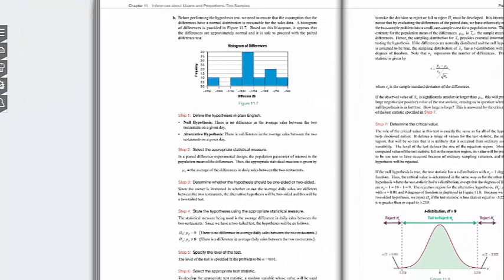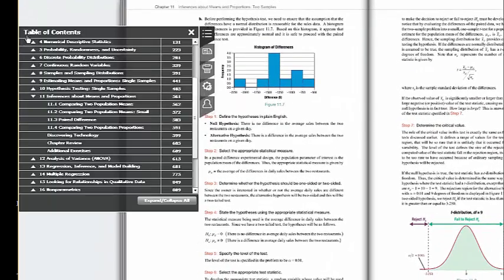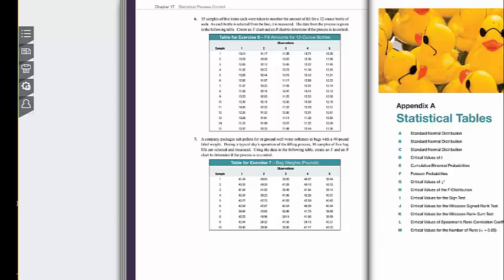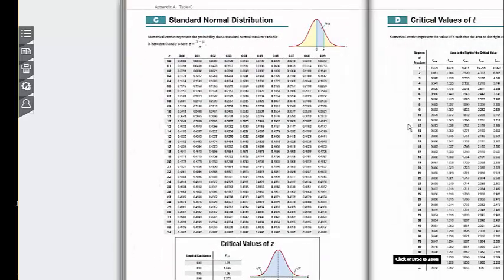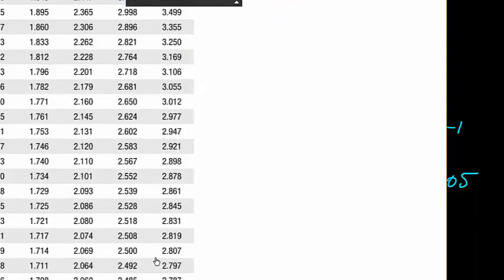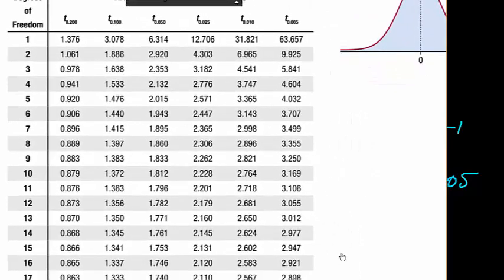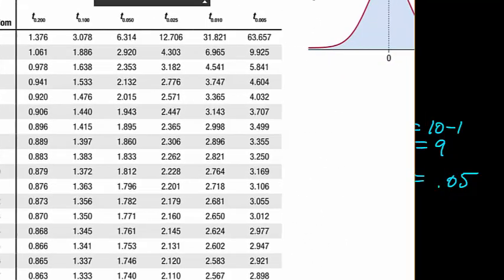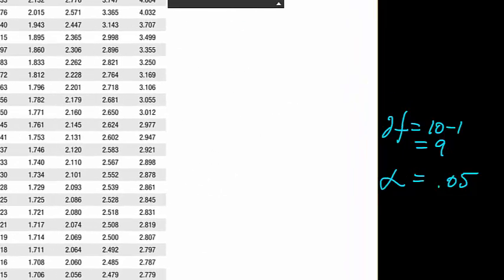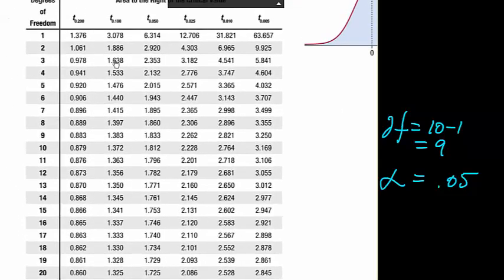Let's go get the book. Let's go get our tables. I don't want chapter 11. I want statistical tables, and I'm going to go until I find critical values of T, and then zoom in. Critical values of T. There we go. Degrees of freedom was 9. If I scoot this over, you can see our stats over there on the right. Okay, alpha at 0.05. Degrees of freedom is 9.